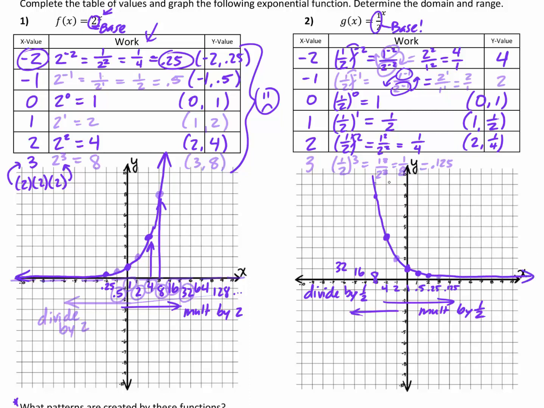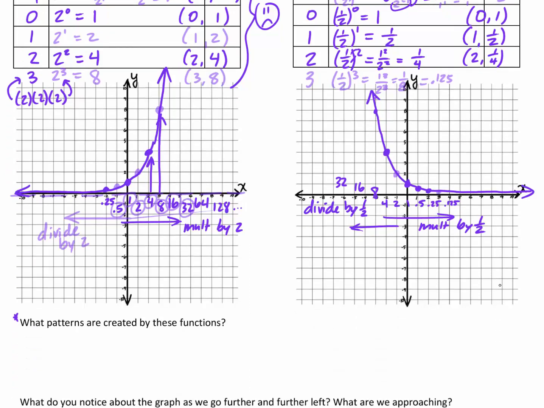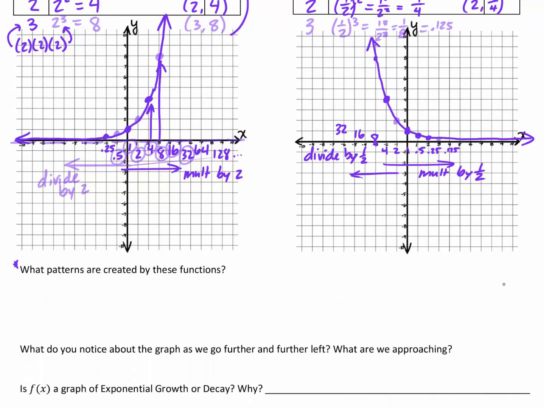Remember, as I go further now to the right, I'm never going to hit the x-axis because there's always a little bit to cut in half. There's always something left over, no matter how small. So what patterns are really created by these functions?